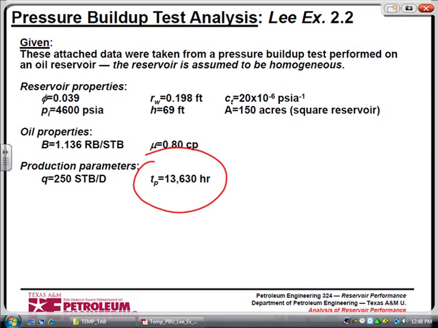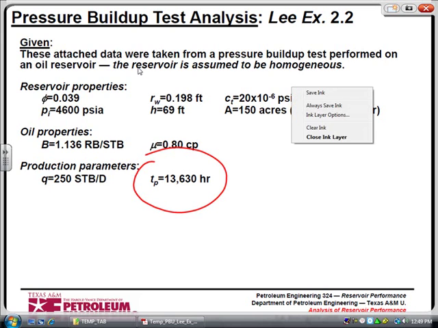And in this case, the production time is very, very long. So you should be able to perform all the analysis. Well, in the pressure build-up analysis, some analysis techniques consider the rate effects, and some do not. But if your production time is long enough, then you don't need to take the rate effects into account.